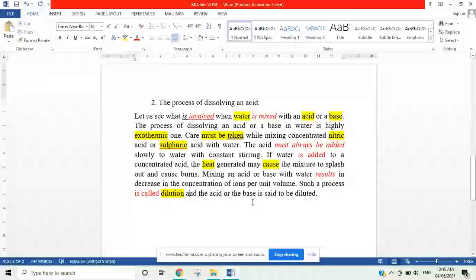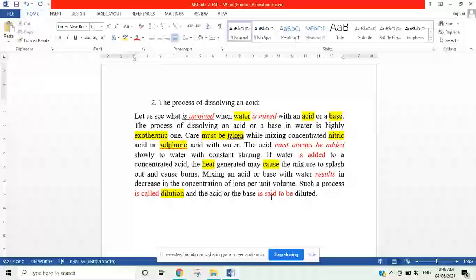Okay, so this is the way we construct sentences when we try to express any process in the field of science. See how the paragraph is written. Let us see what is involved. Not involves or involving, or was involving. You have to use passive construction.